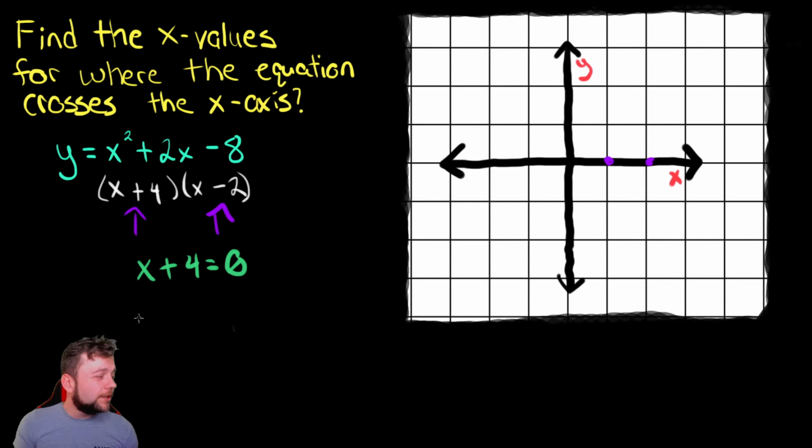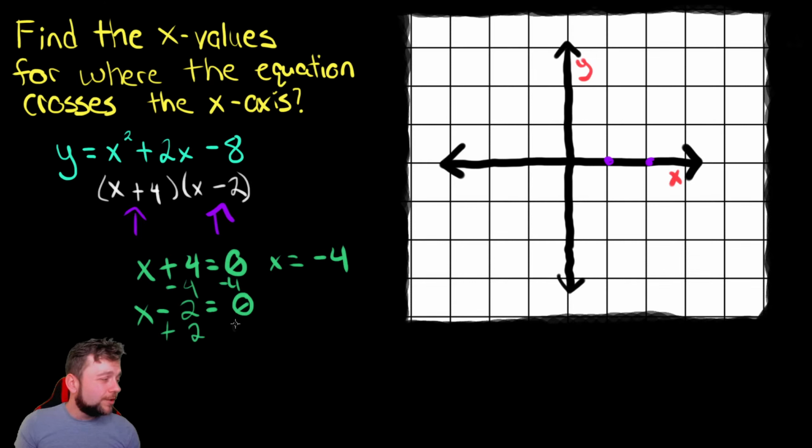So x plus 4 equals 0, and then we'll write our next one, x minus 2 equals 0, and then solve for your x. Subtract the 4 over. x equals negative 4. Add your 2 over, inverse operations. x equals 2. So the points where this crosses are negative 4 for your x value and 0, and then you have a 2 and another 0. Those are the 2 points.